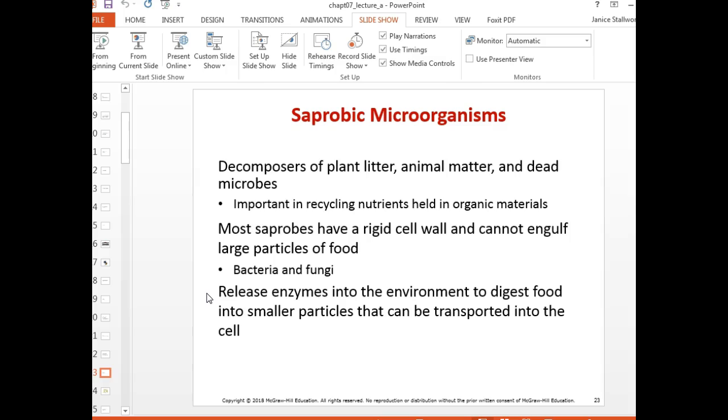Saprobic microorganisms are decomposers of plant litter, animal matter, and dead microbes. They are important in recycling nutrients that are held in organic materials. Most saprobes have a rigid cell wall and cannot engulf large particles of food. Examples are bacteria and fungi. They release enzymes into the environment to digest food into smaller particles that can be transported into the cell.